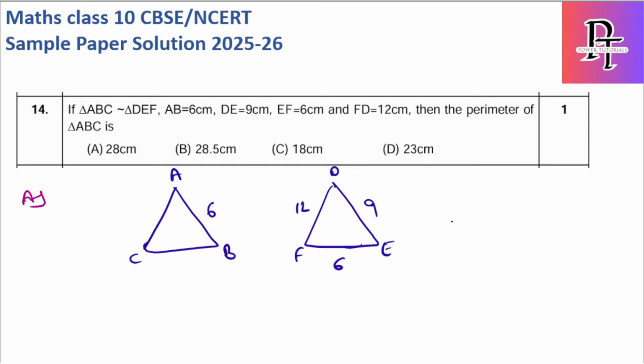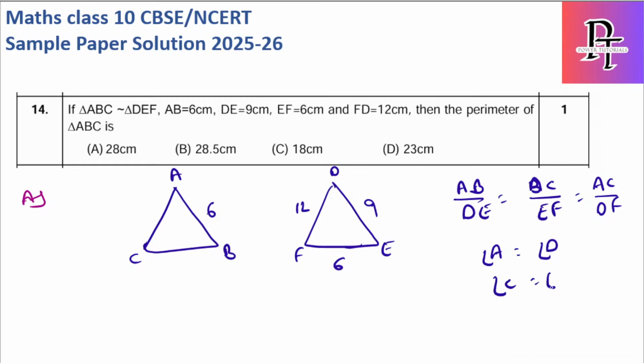If two triangles are similar, you have to remember a few conditions. First, the ratios are proportional, that is AB by DE is equal to BC by EF is equal to AC by DF. And second, the corresponding angles are equal, that is angle A is equal to angle D, angle C is equal to angle F, and angle E is equal to angle B.